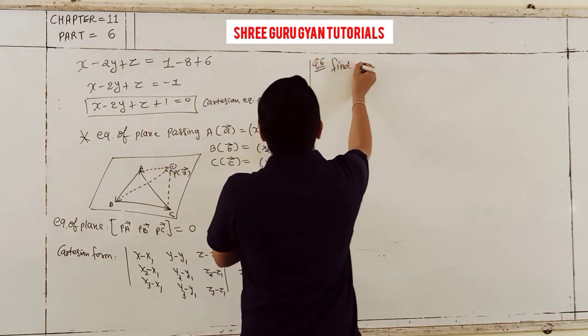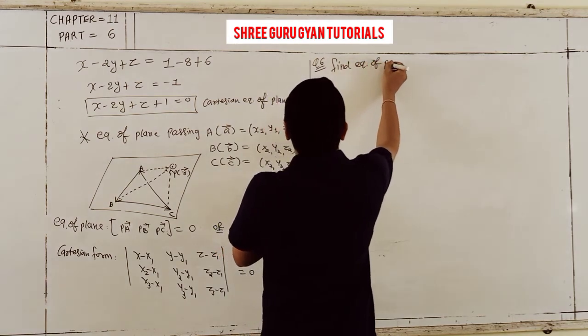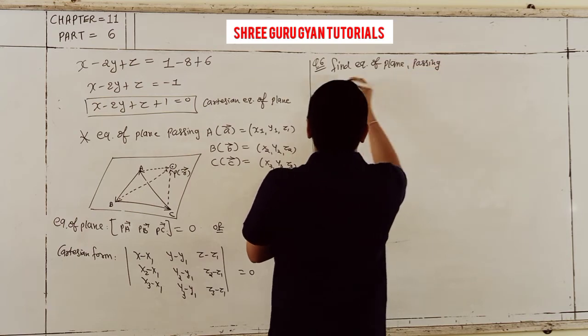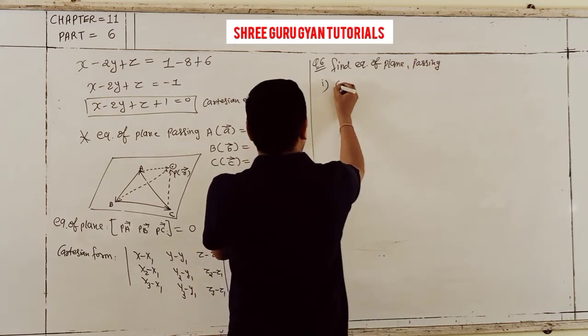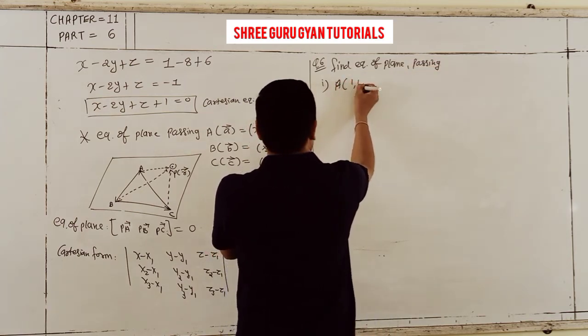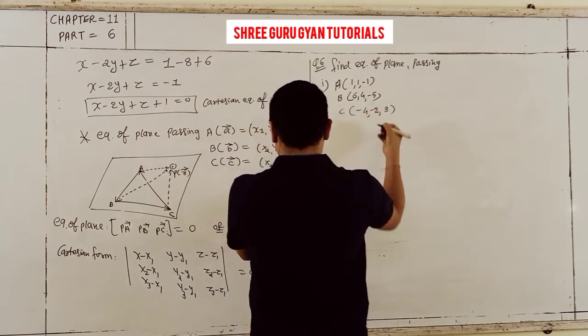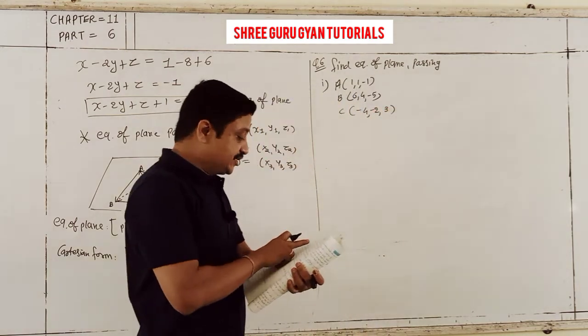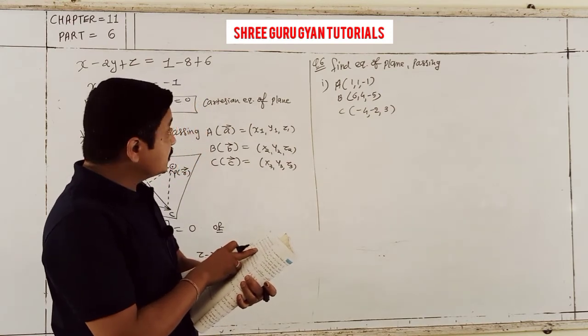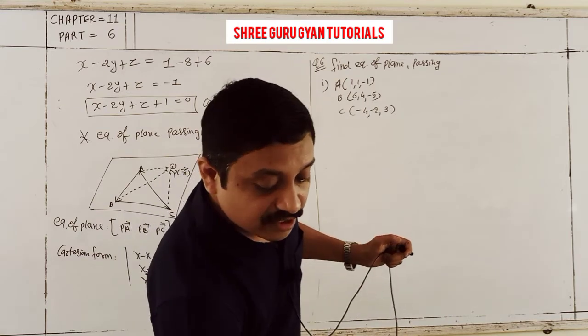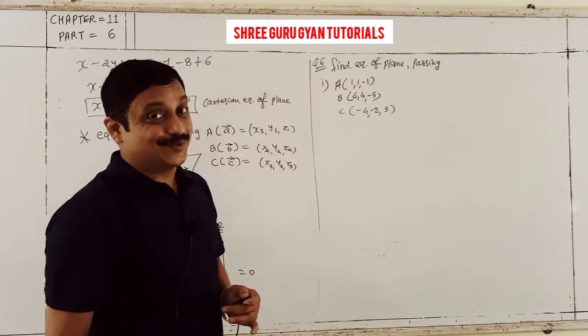Find the equation of the plane passing through, first, A (1, 1, -1), B (6, 4, -5), and C (-4, -2, 3). Again, check: (1, 1, -1), (6, 4, -5), and (-4, -2, 3). Students, I will first check whether the given points are collinear or non-collinear.